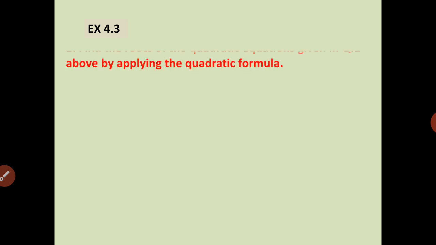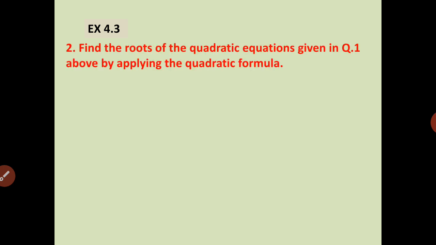Exercise 4.3, question number 2. Find the roots of the quadratic equation given in question number 1 above by applying the quadratic formula. The questions were already over there. We have noted down the first sub-question, that is 2x square minus 7x plus 3 equal to 0. Now your first step will be selecting your a, b and c. So a is equal to 2, b is equal to minus 7 and c is equal to 3.